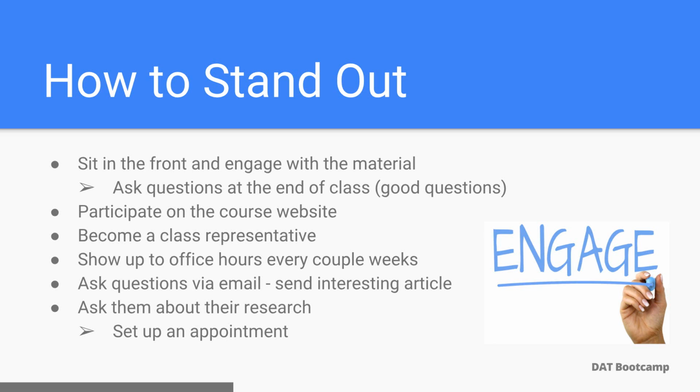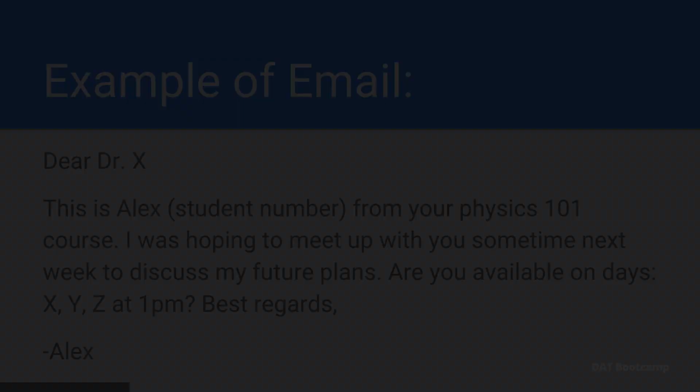Also, you want to ask them about their research. Some of your professors may be teaching general chemistry, but they're doing some groundbreaking research in, say, climate change. And so that's something that they're obviously very passionate about. They're doing research in that area. So then maybe that could be your in. And from there, if you've done all these things, you want to set up an appointment. Let me show you how to do that.